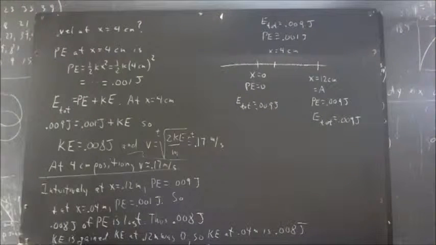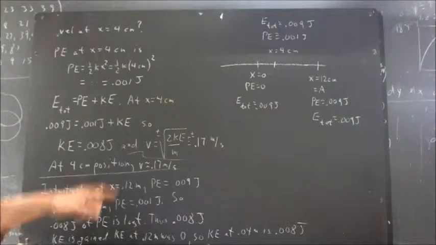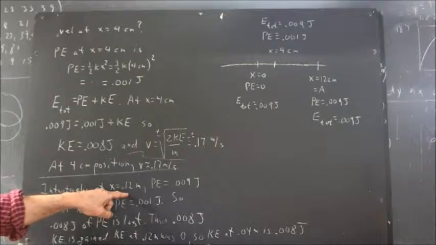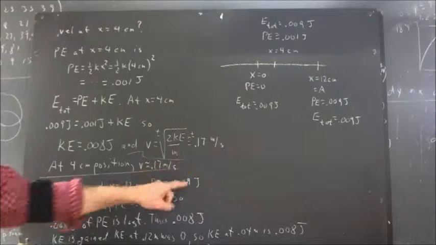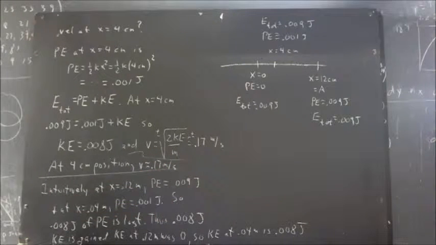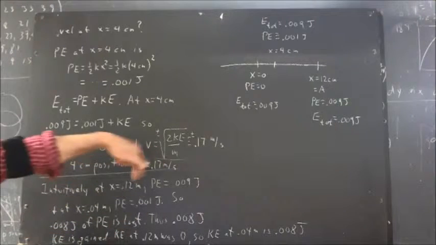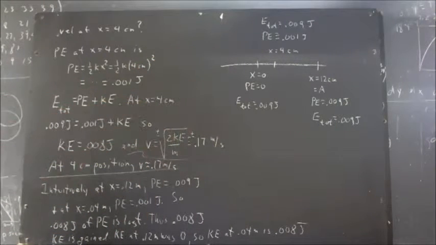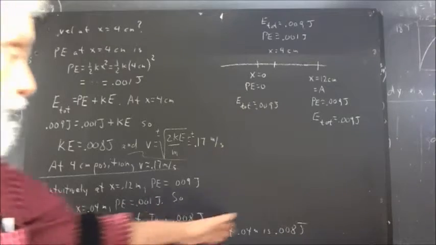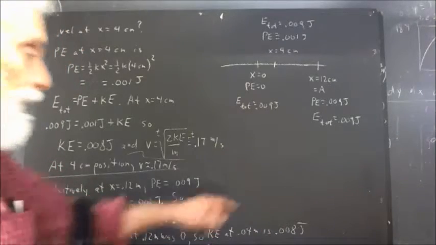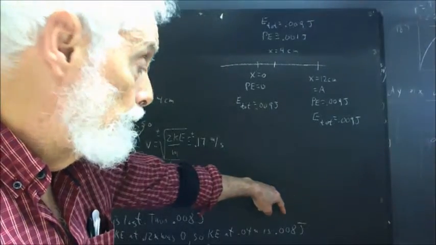Now intuitively, and I just argued it intuitively a minute ago in terms of the picture, at x equals 0.12 meters, the potential energy is 0.009 joules. Here, the potential energy is 0.001 joules, so we've lost 0.008 joules of potential energy and gained 0.008 joules of kinetic energy. Now, the kinetic energy out there at the 0.12 meter position out at the end was 0, so the kinetic energy at the 0.04 meter position has to be that 0.008 joules that was gained.